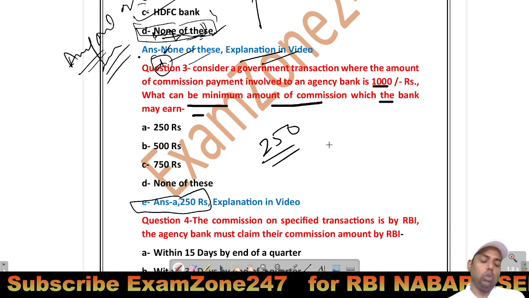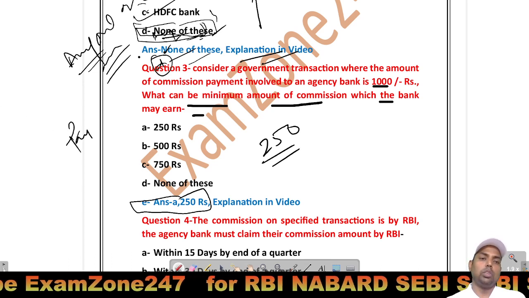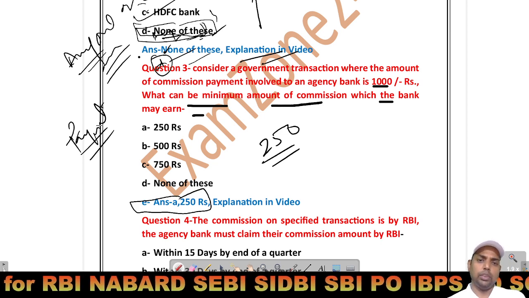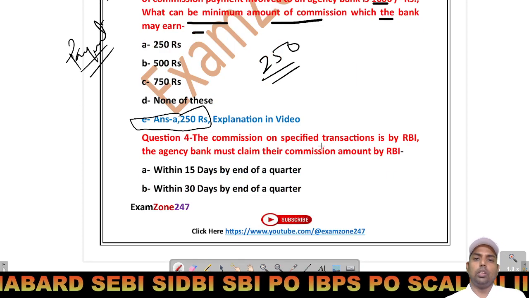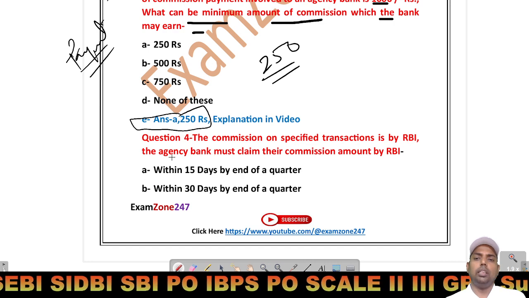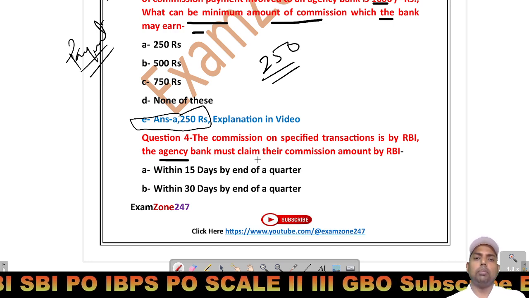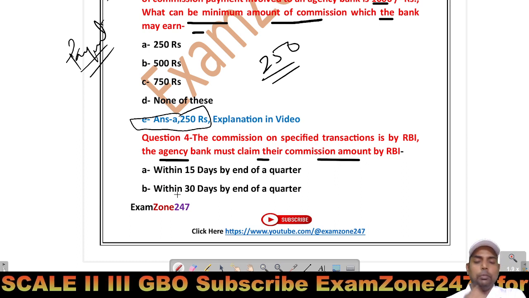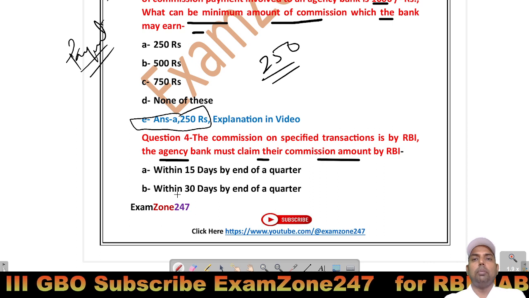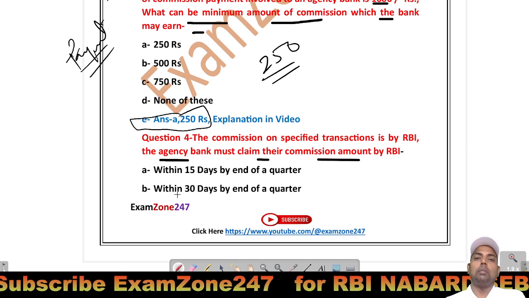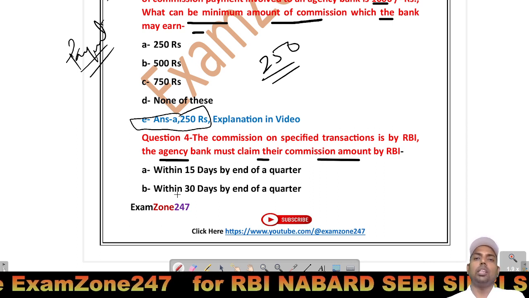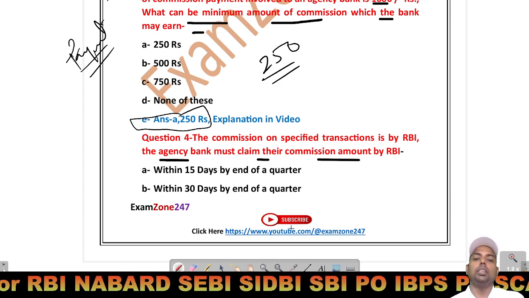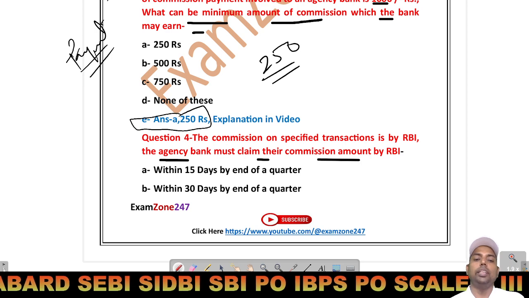अच्छा, पेंशन पेमेंट रूल्स का मैं सर्कुलर आपको शेयर कर दूंगा, उस पे कंपाइलेशन पेंशन पेमेंट रूल्स कितने परसेंट है, क्या कमीशन. The commission on specified transaction is by RBI. The agency bank must claim their commission amount by, मतलब अगर कोई भी बैंक कमीशन के लिए एलिजिबल है, तो वो बैंक आरबीआई से अपना कमीशन कितने दिन के अंदर क्लेम करना है. ठीक है, द बैंक मस्ट क्लेम देयर कमीशन विद इन हाउ मेनी डेज.